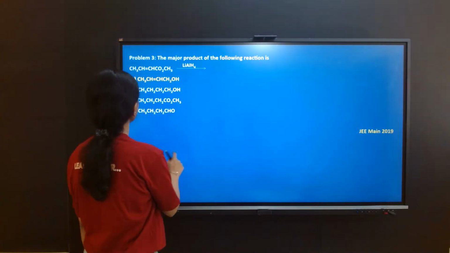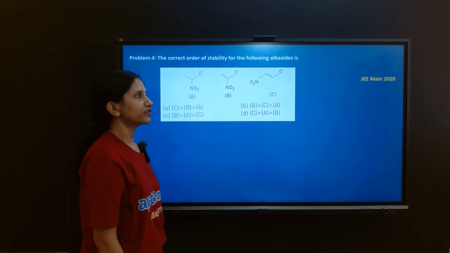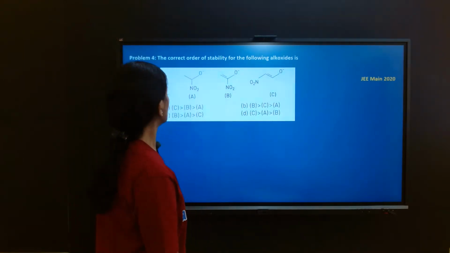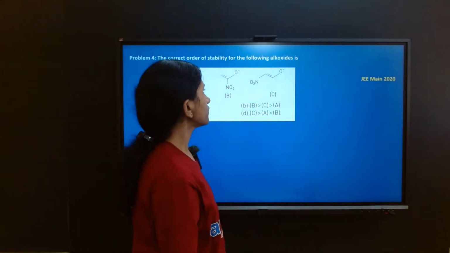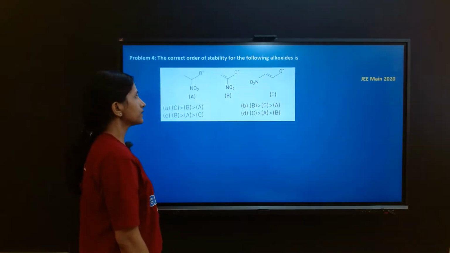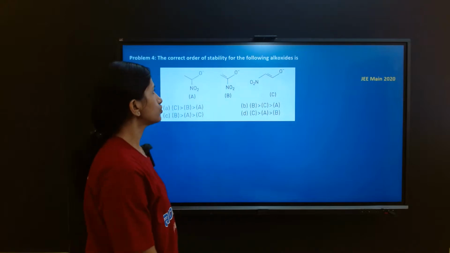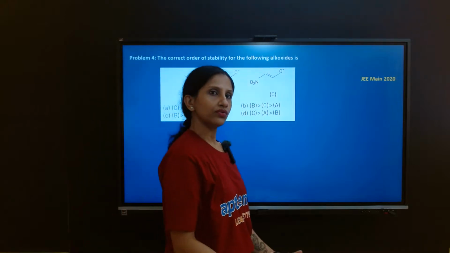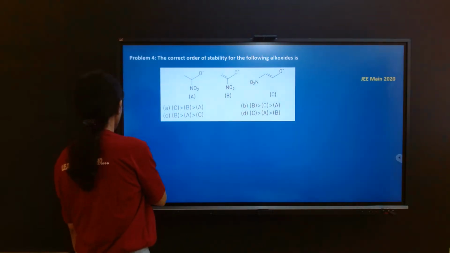Now let's move on to the final one. This problem has been taken from Joint Entrance Main Examination 2020. This is asking the correct order of stability for the following alkoxides. Three alkoxides are given, A, B and C, and some options are given. We have to check their stability and find out the correct order. Let's see how we can do that.